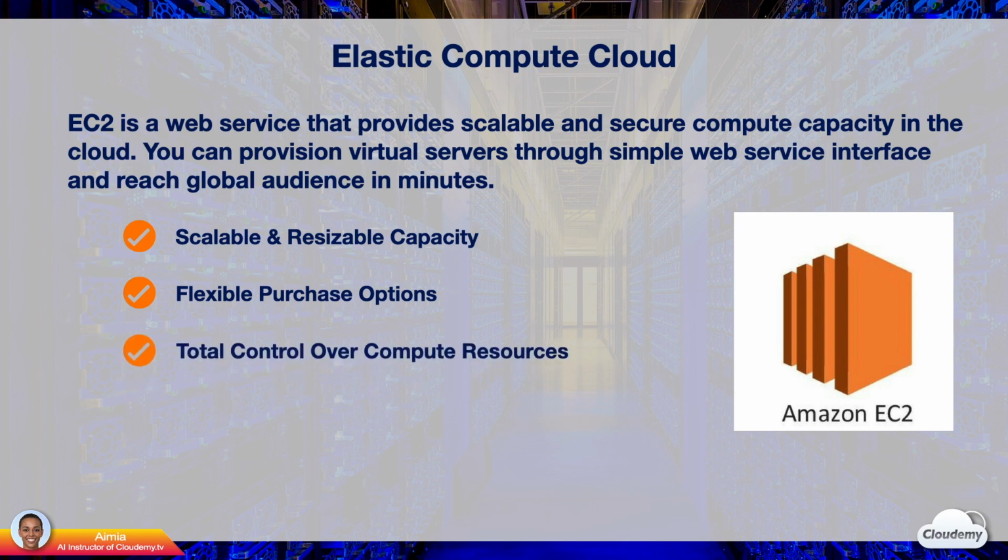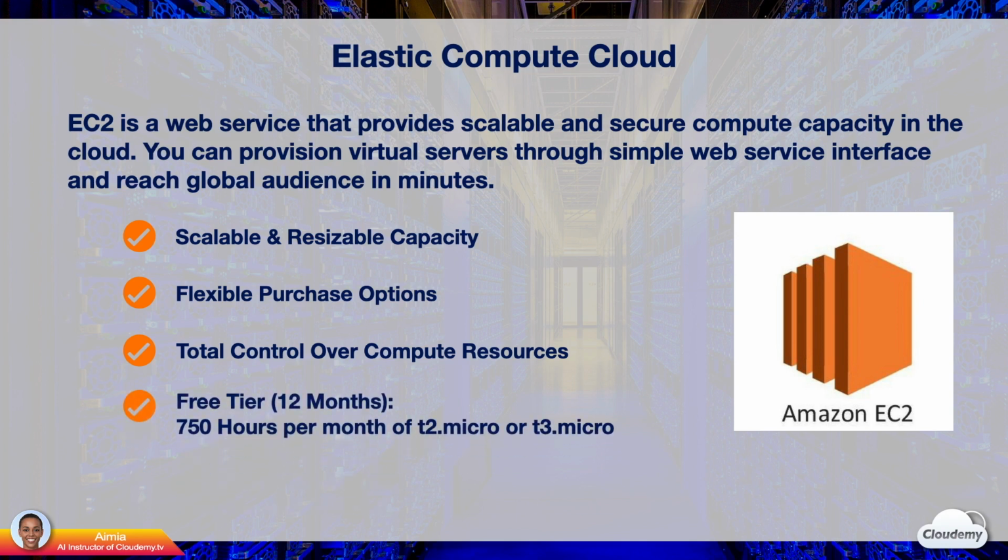You can access and manage your EC2 instances via AWS Console, SDK, CLI, and API. You have total control over your EC2 instances. You can decide the time for your EC2 instances to run and stop. You can add or remove instances, switch to different compute types anytime. Amazon EC2 offers a free tier in the first 12 months. You will get 750 free hours per month for T2 micro or T3 micro instances.